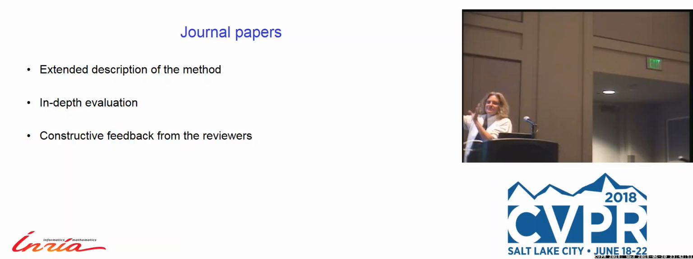It's important that people either publish in journals or make the results fully complete, that you make an in-depth evaluation, and for journal papers, you get constructive feedback from the reviewers, which also helps you improve the overall description of your work. And again, it can also be an archive publication where everything is properly evaluated and described, and not just these 8-page or 4-page papers where a lot of details are missing. Okay, thank you.